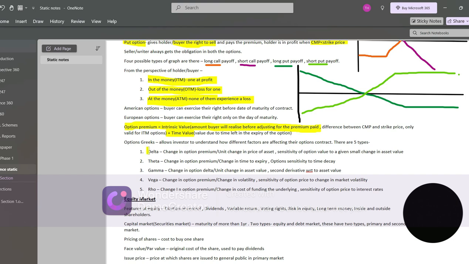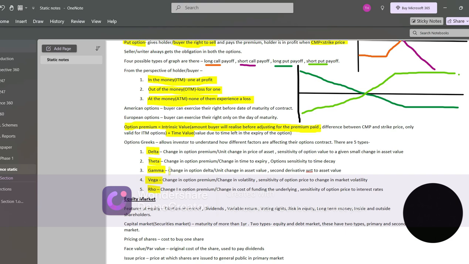These are delta, theta, gamma, vega, and rho. Delta is the change in option premium per unit change in price of the asset. This basically tells us about the sensitivity of the option's price to a given small change in asset value. And theta is the change in option premium with the change in time to expiry. This tells us the sensitivity of our option contract to time decay.